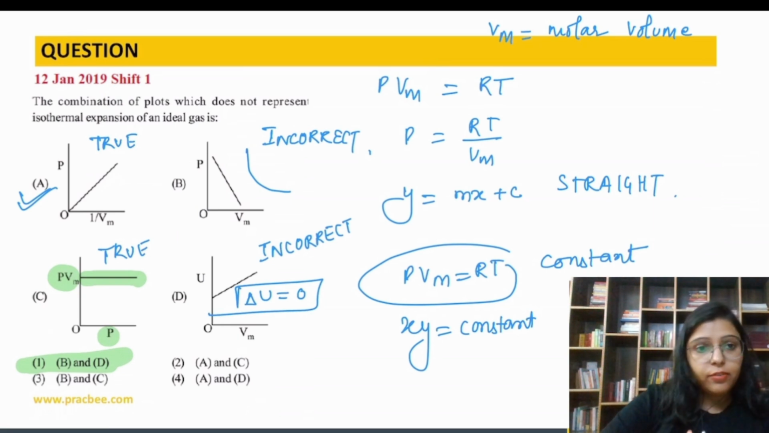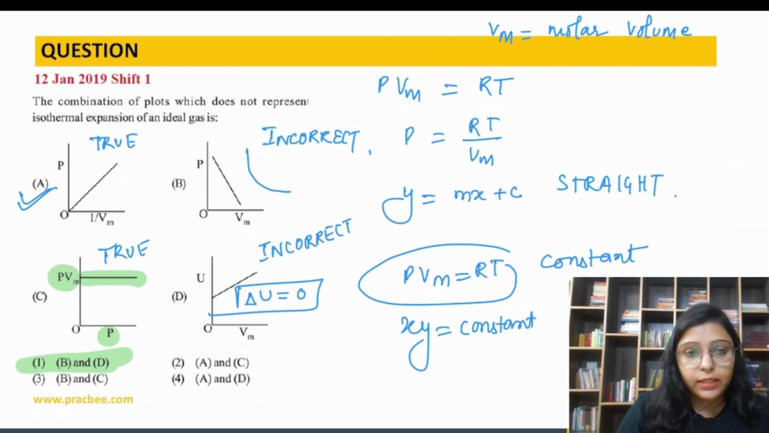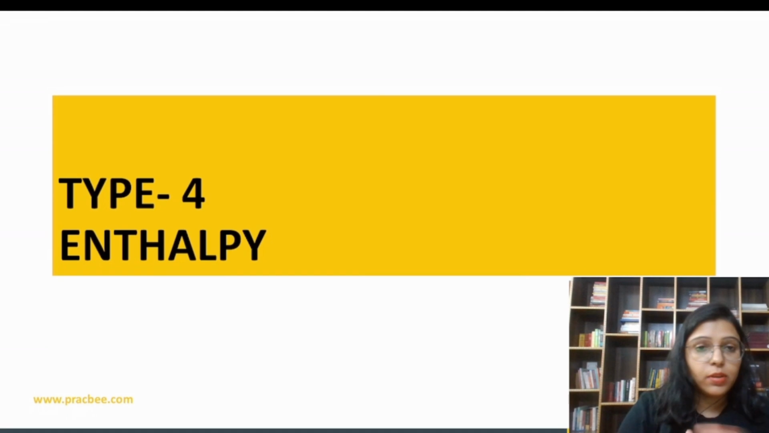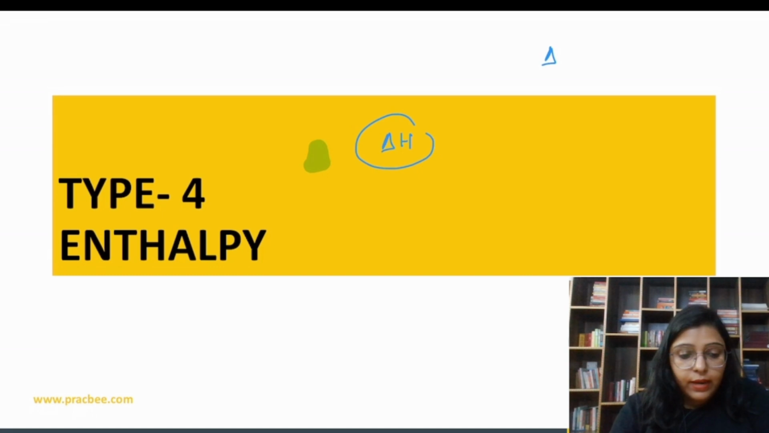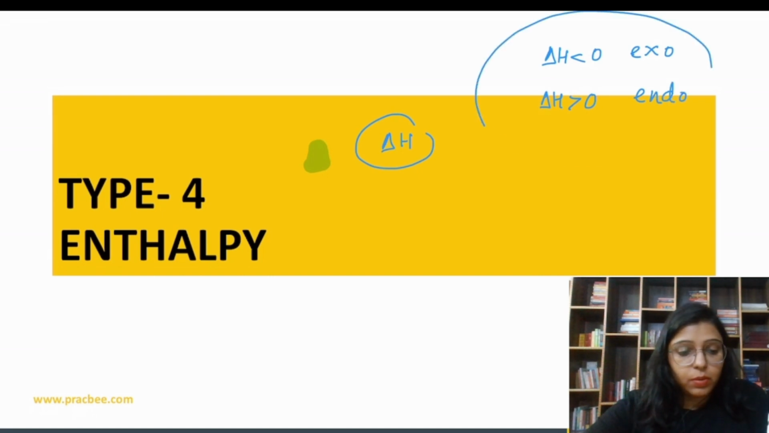Now we have discussed enough problems on work done. Now we are moving to the next aspect of this chapter, and in the next problem type we are going to discuss some questions of enthalpy. So what is enthalpy? This is the heat change at constant pressure, or heat at constant pressure is enthalpy. That is going to be delta H. If delta H is less than 0, that is for an exothermic process, and if delta H is greater than 0, that is going to be an endothermic process.